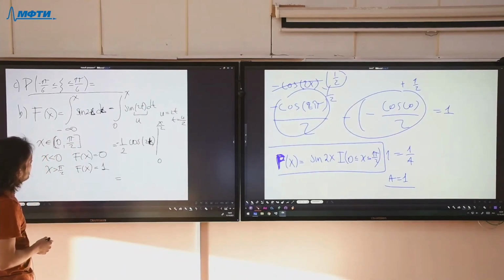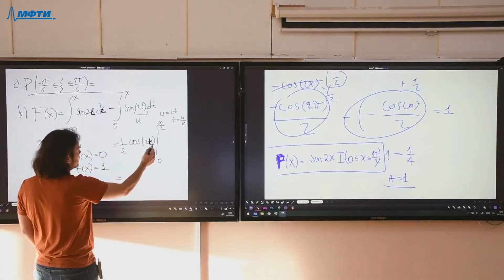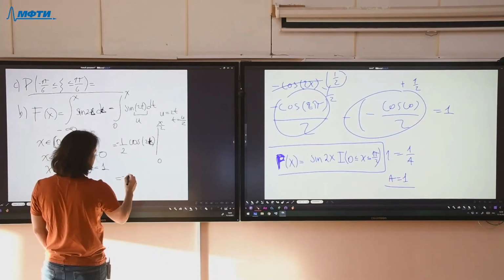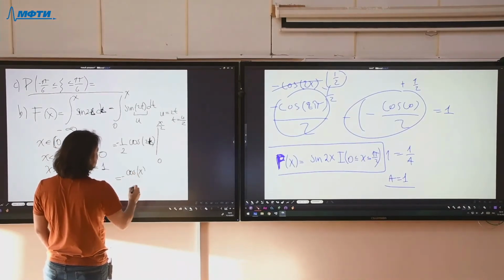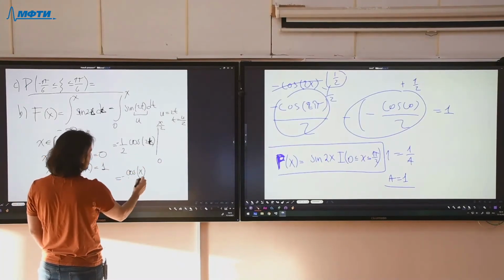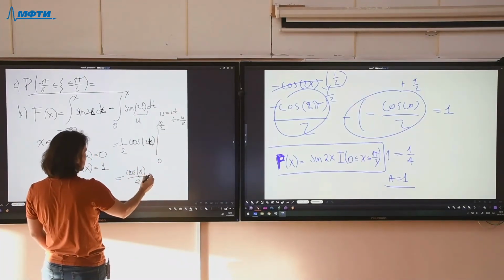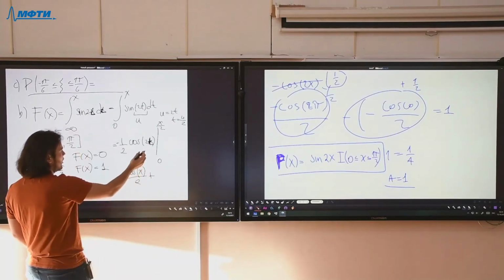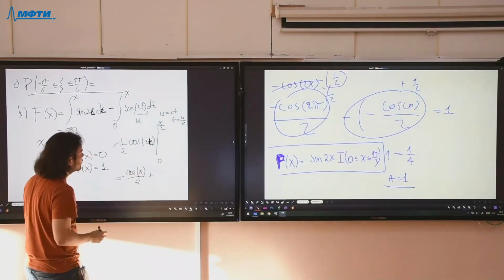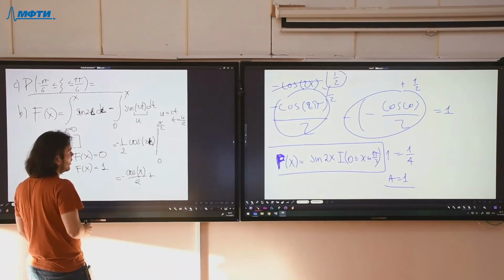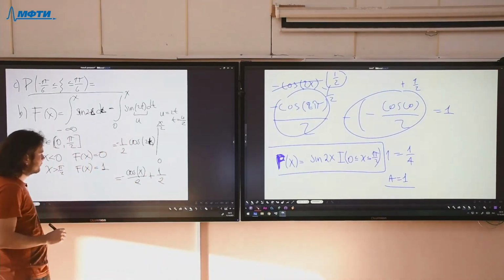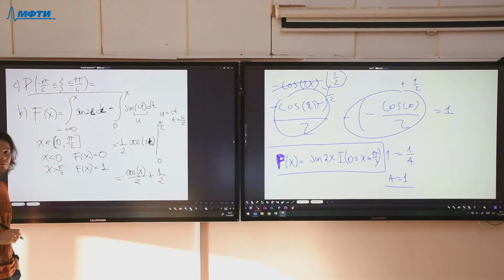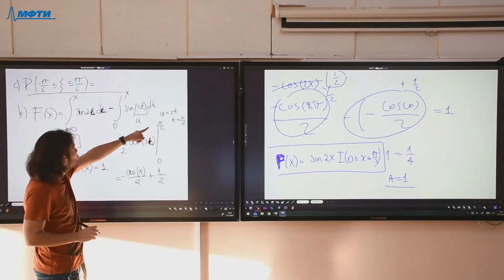Now, what is this? So this is minus the cosine of x, right? Plus, here we have the cosine of 0, and the cosine of 0 is 1, plus 1 over 2. Here, right? Because we changed the variable here.